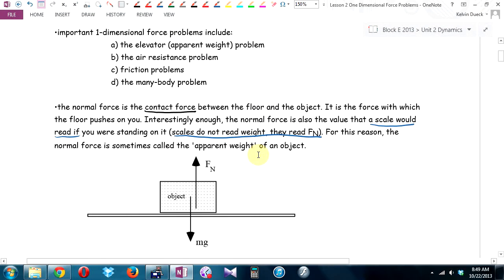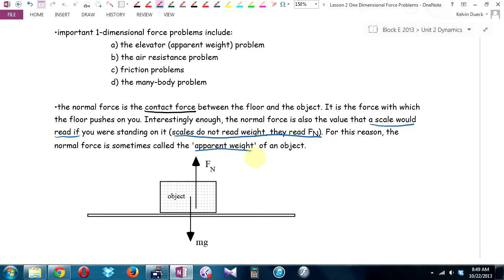This is why the normal force is often called the apparent weight, not your true weight. Your true weight is mg. The apparent weight is what you feel from the ground pushing up against you. In fact, any good amusement park ride mucks around with the normal force. You like it enough, you'll pay money for it.